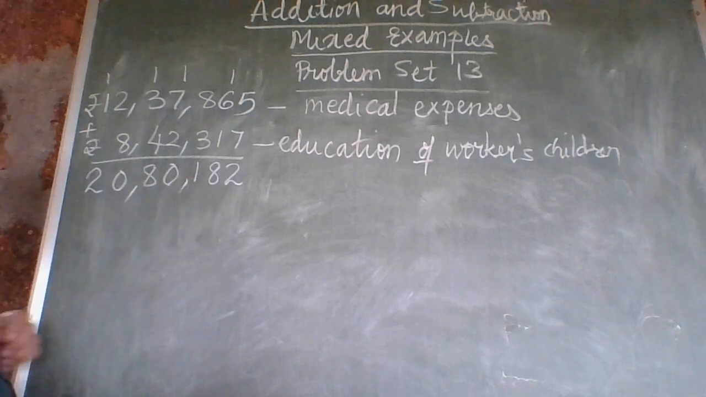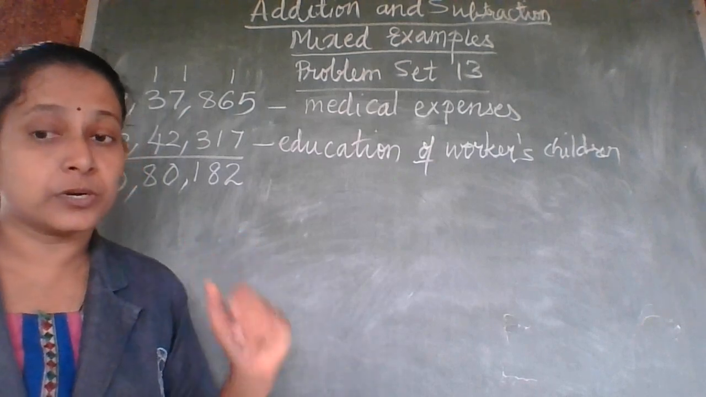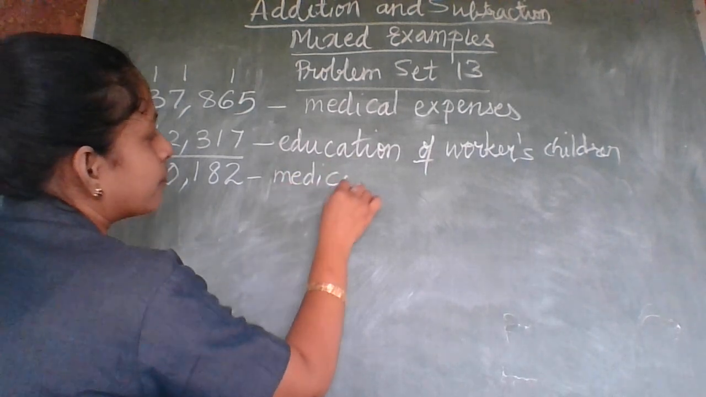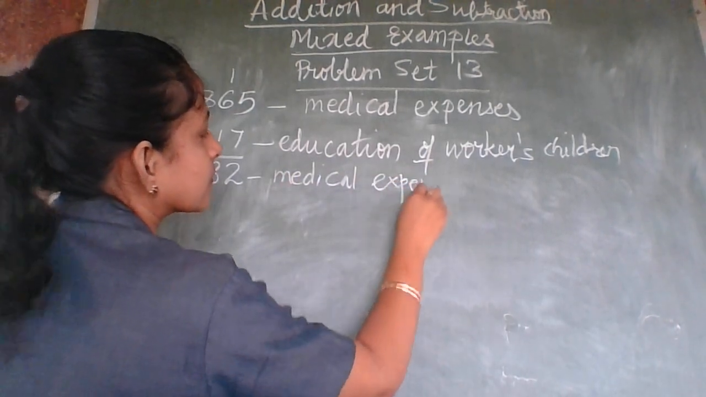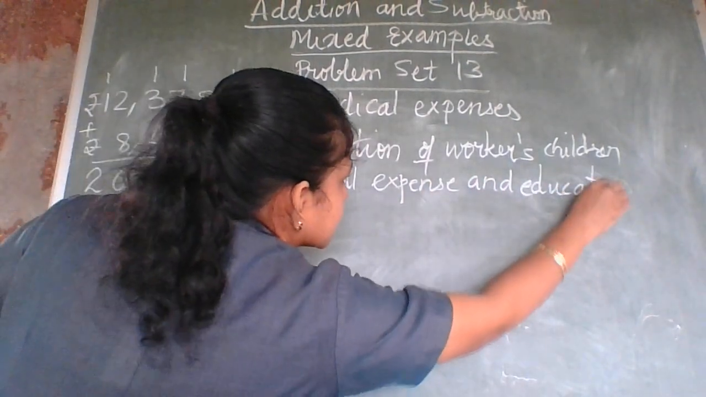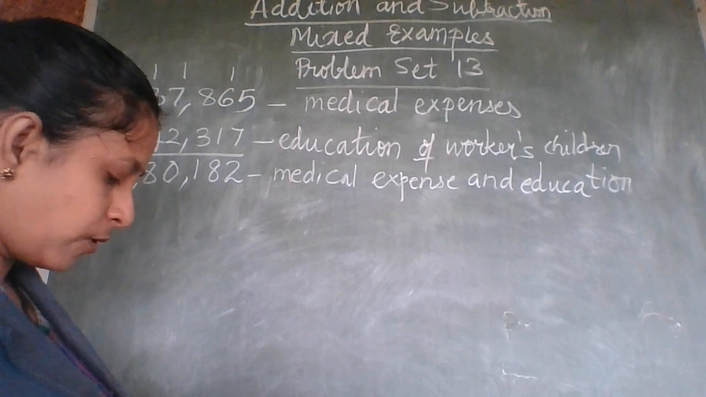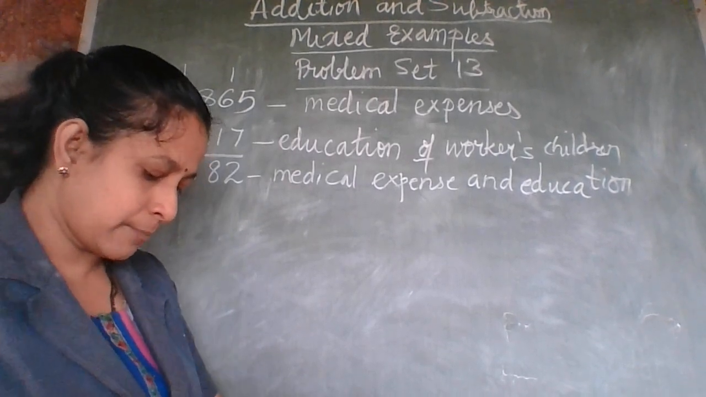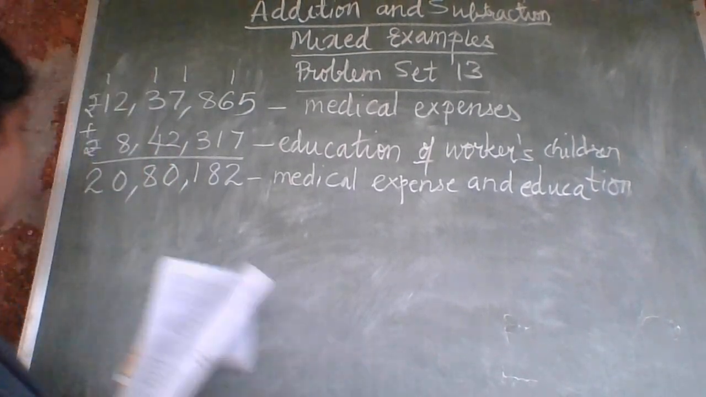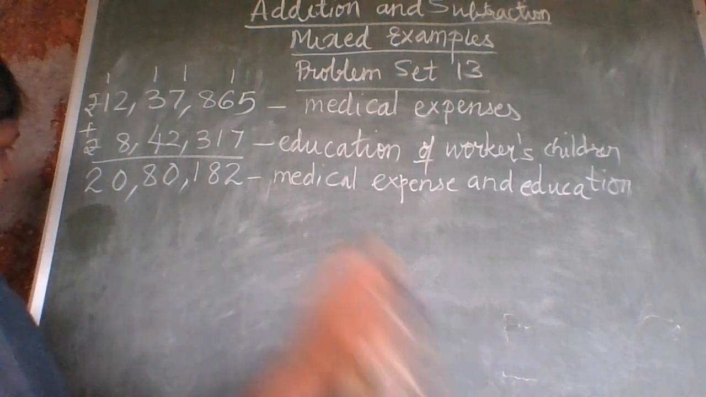So this was the amount which was spent on both medical expense as well as on the education of the workers' children. Okay, so you can write like this. This is medical expense plus education. Okay, medical expense and education of the workers' children, fine. Now we have to subtract this from the total amount spent on the labor welfare fund. So that was around 25 lakh, okay. I'll write it a little down because we have to subtract it later on.